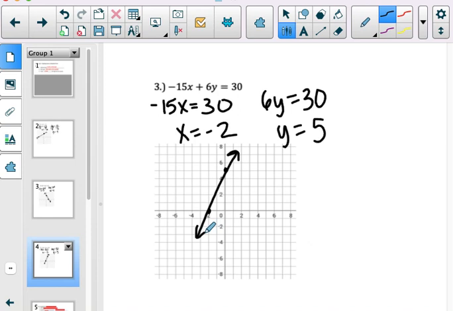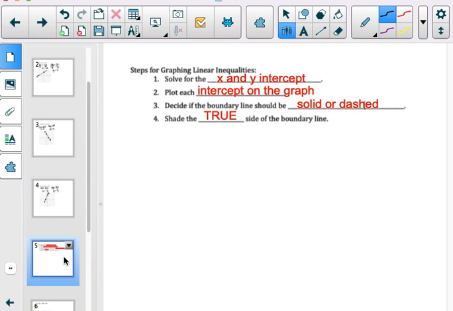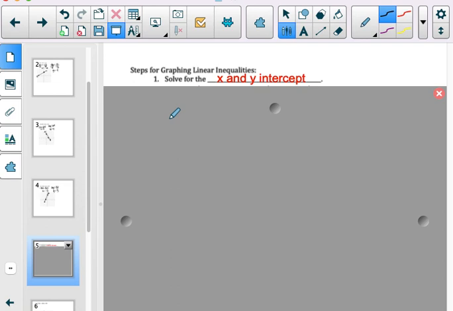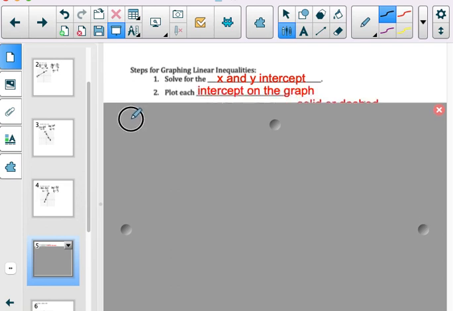Okay, 2 slight, 1 modification and 1 addition to the steps that we just did. So here they are. We're still going to find the x and y intercepts, so write that down quickly, please. We're still going to plot the intercepts on the graph. But before we draw the line, we have to check to see if it should be solid or dashed.